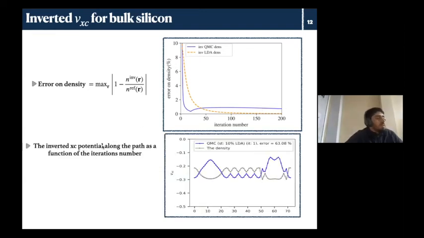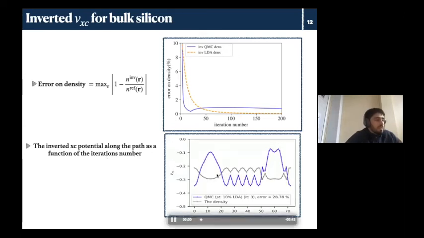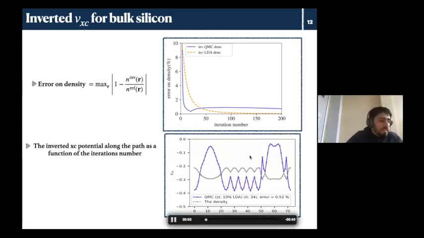And if we look at the inverted VXC along the path as a function of the iteration number, we see that the algorithm found difficulties to converge on the atoms. And also by doing further iterations, we see that the VXC develops a kind of spikes, and especially in this low density region.